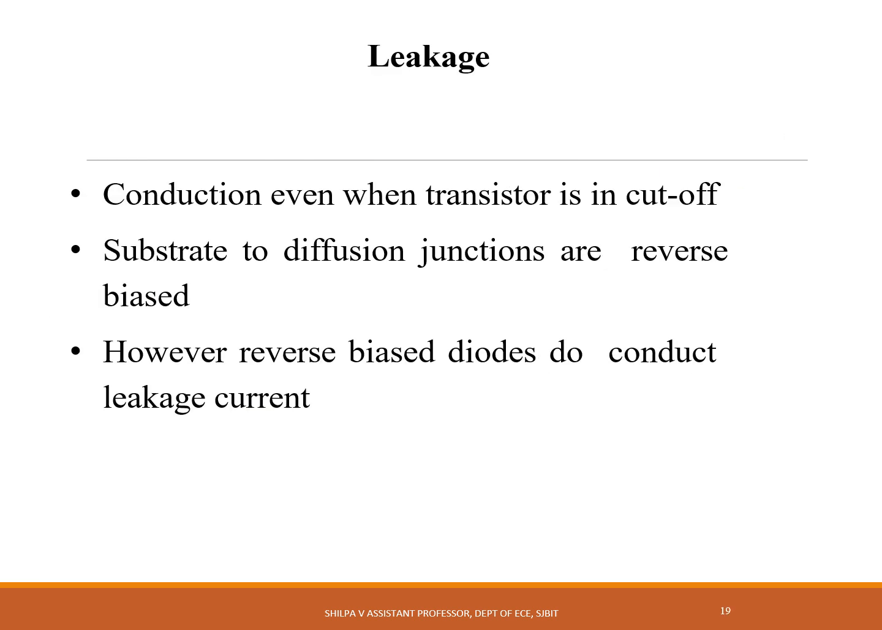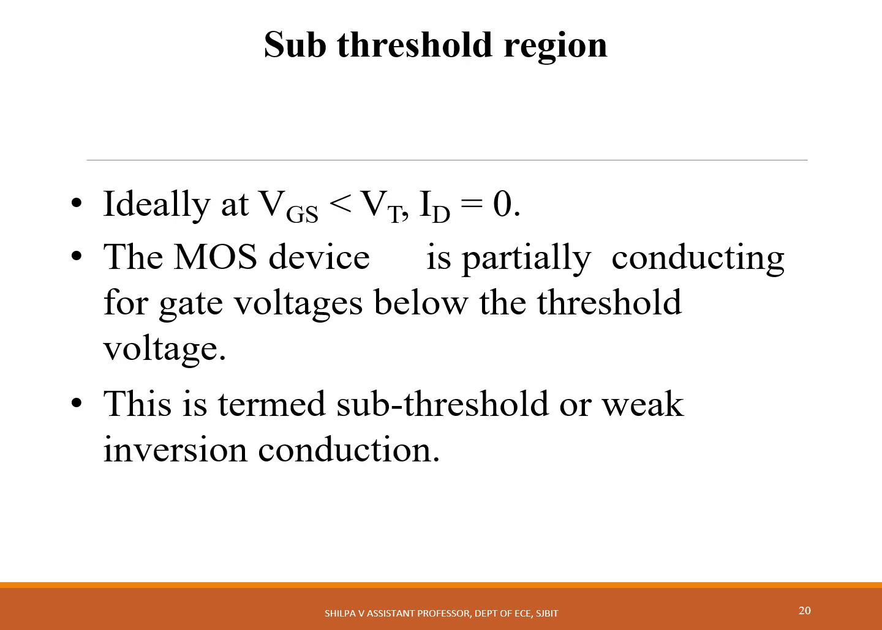Also, we have many junction leakage currents, and transistor conduction even when the transistor is in cutoff, such as the reverse biased substrate to diffusion junction. These leakage currents are classified under leakage current.